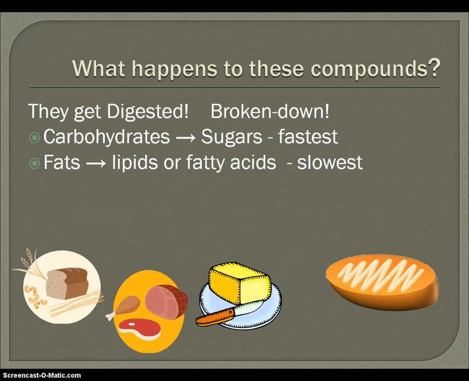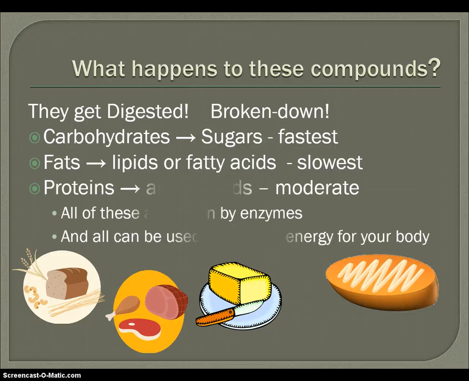Fats, on the other hand, get digested really slow, and fats get broken down into lipids or fatty acids. We could put lipids in place of fats, but fats and lipids can get broken down into fatty acids. And this takes a long time in the body. Not like forever, but it takes much longer than carbohydrates.